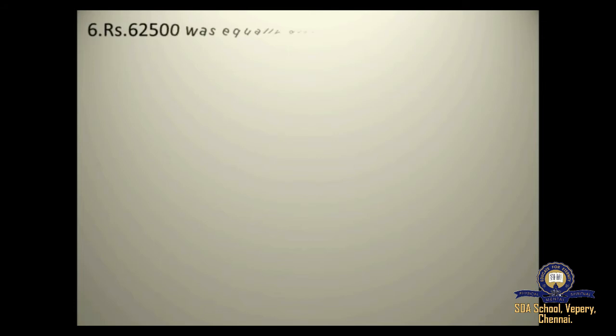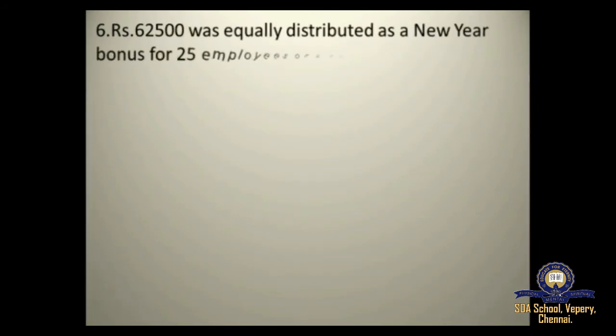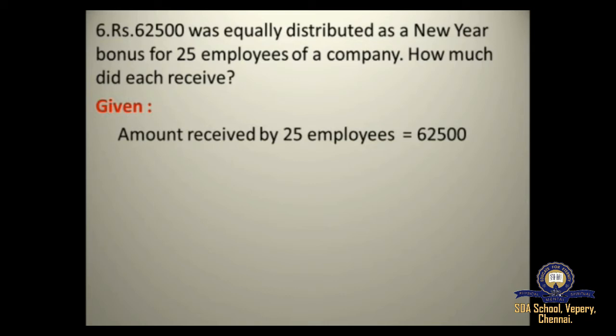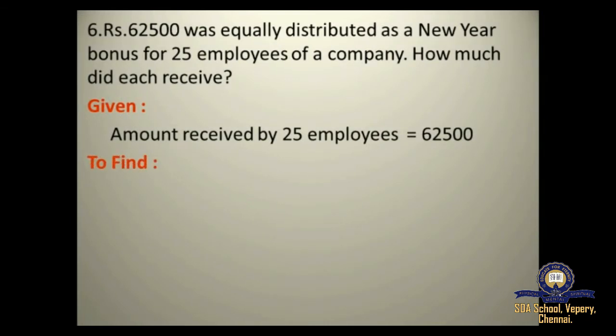Next we'll move on to the last sum based on operations. So rupees 62,500 was equally distributed as a New Year bonus for 25 employees of a company. So how much did each receive? What is given in the question? Amount received by 25 employees, that is 62,500. So what are you supposed to find? The amount received by each employee, that is the amount received by one single employee.